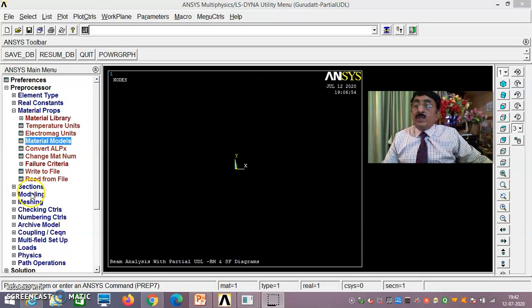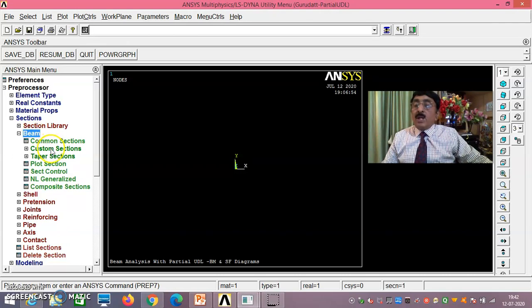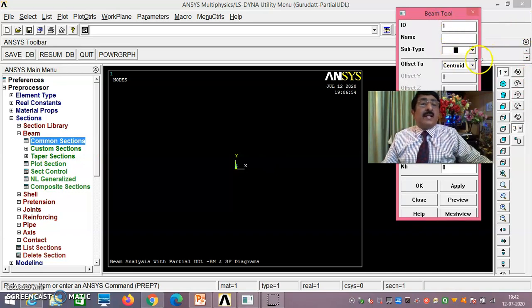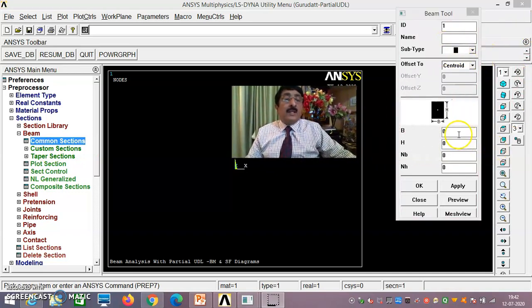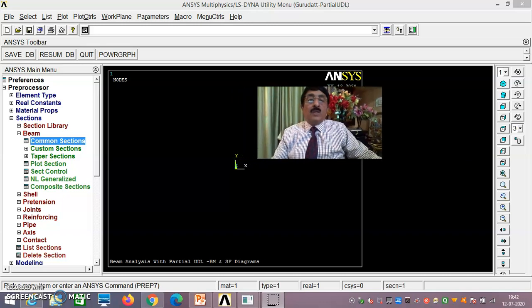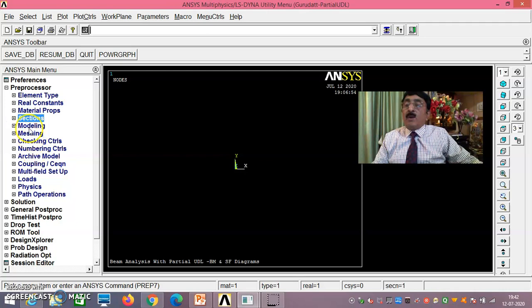Then once you do this, Section you go, Beam you go, Common sections you go. Take this cross section, this rectangular cross section. In that way, the breadth is 0.2 as given, and the height is 0.3 as given. Apply 0.2 and 0.3, just say okay. Now once you have applied this, you have to do the modeling and all that.